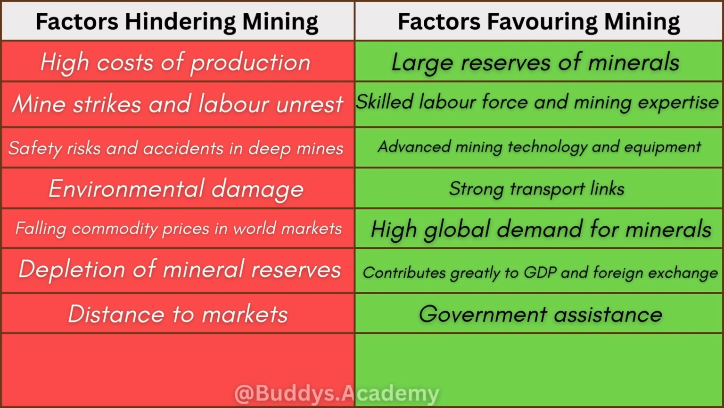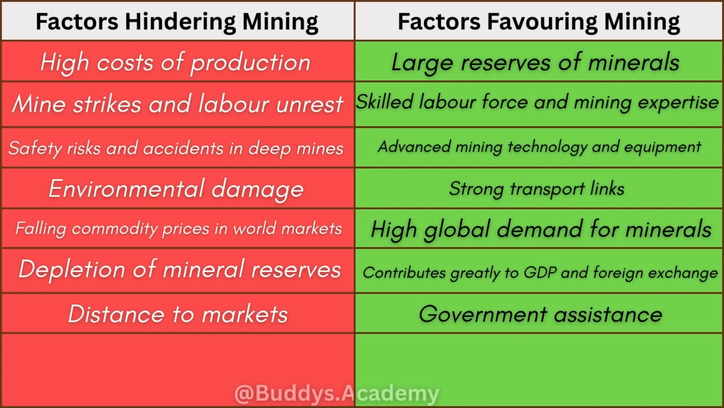But when we're looking at factors that are going to hinder mining in South Africa, obviously there's going to be very high costs of production. So that's going to be things like your labor costs, your electricity, your equipment, because you need very complex equipment, right? Also, you're going to need a lot of machinery to remove these minerals, to transport these minerals. That costs a lot of money. So that's obviously something that's going to hinder mining in South Africa.